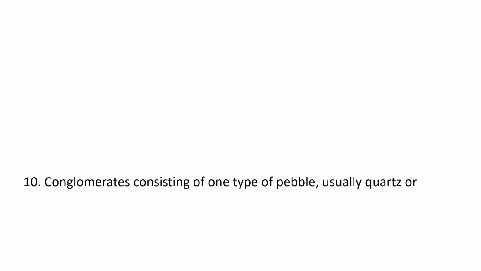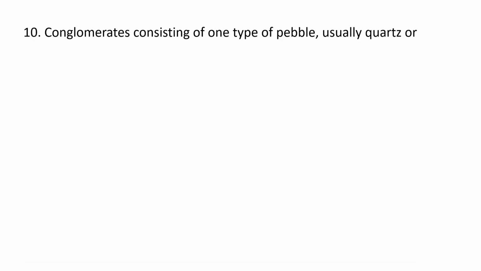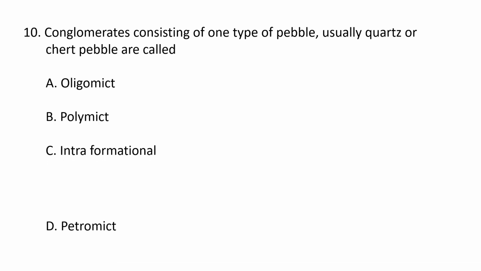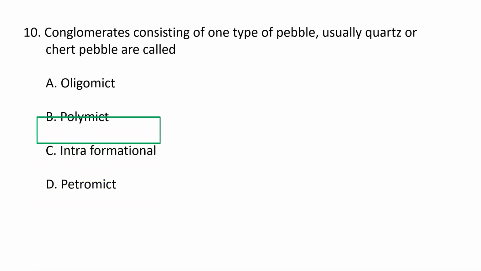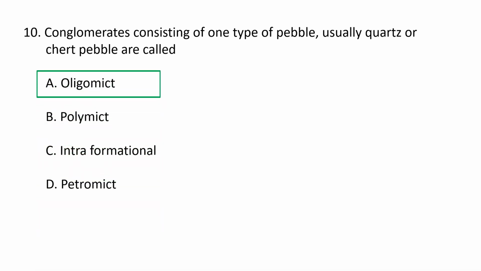Next question. Conglomerates consisting of one type of pebble, usually quartz or chert pebble, are called: A. Oligomictic, B. Polymictic, C. Intraformational and D. Petromictic. So conglomerate consisting of one type of pebble, usually quartz or chert pebbles, are called as oligomictic. An oligomictic conglomerate is a stable sedimentary rock made up of mainly one type of clast or rock fragment that is durable and resistant. So A, oligomictic, is the correct answer.